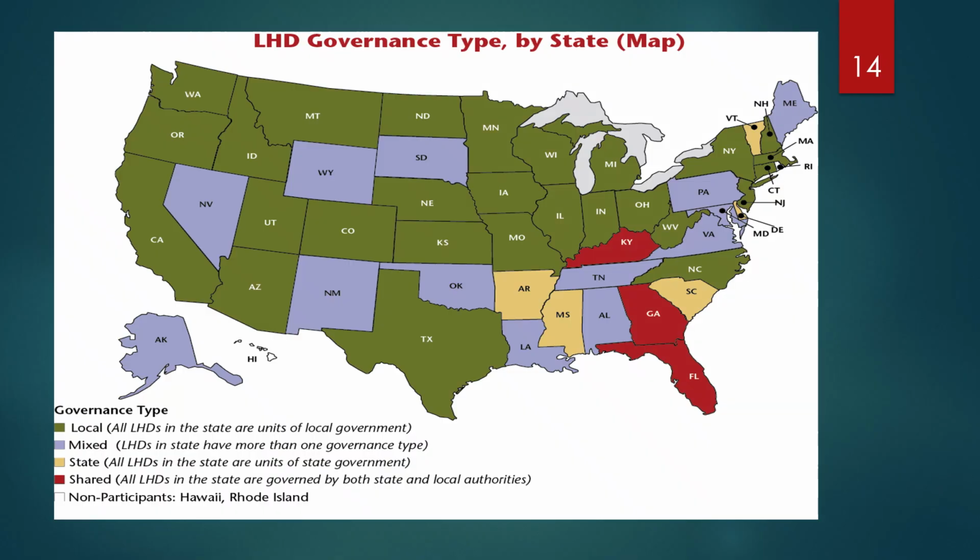This chart shows local public health governance types across the United States. Green represents decentralized states, which includes most states, including North Dakota, Montana, and Minnesota. The yellow represents centralized states, including Arkansas, Mississippi, South Carolina, and Vermont. Blue represents mixed states, including South Dakota and Wyoming. Red represents shared states, including Kentucky, Georgia, and Florida.